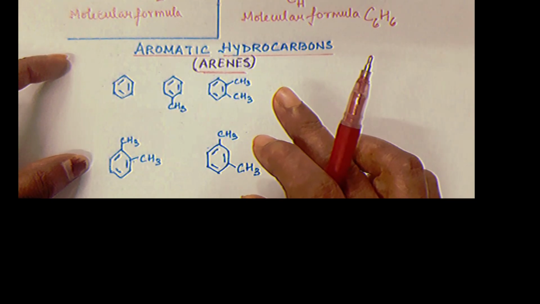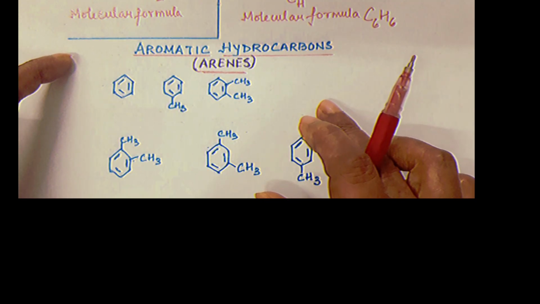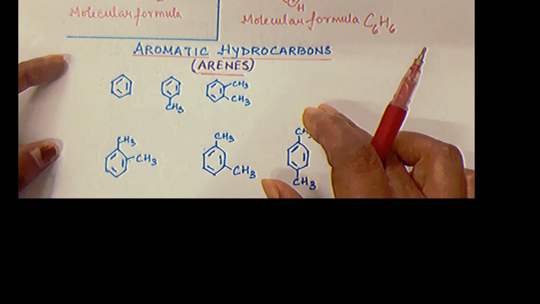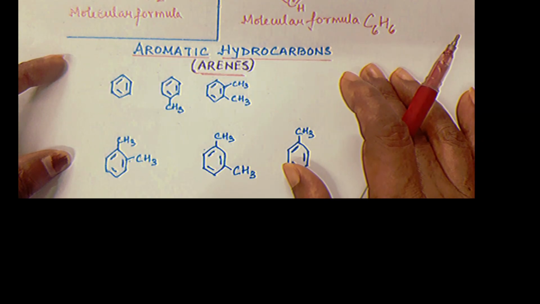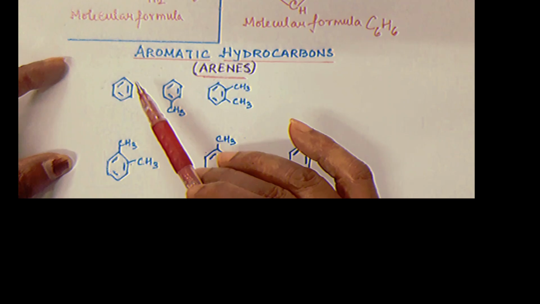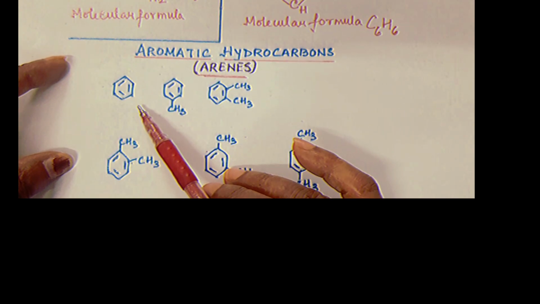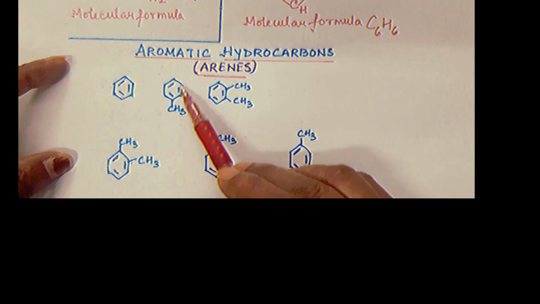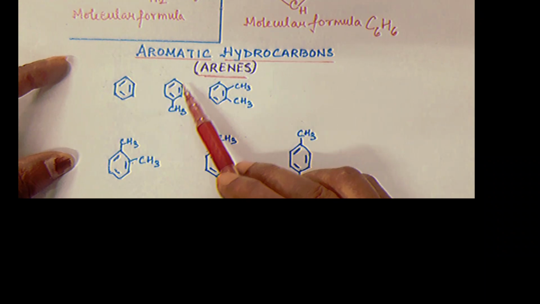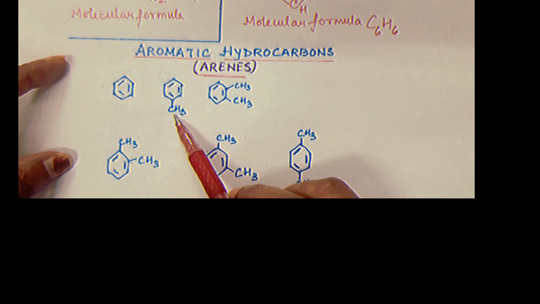Remember, previously also we had studied hydrocarbons in aliphatic compounds. And what is a hydrocarbon? A hydrocarbon is a compound which is made up of only carbon and hydrogen. So the first structure, the simplest aromatic hydrocarbon, is a benzene. Yes. Now moving on to this. What is this? A benzene ring with a CH3.